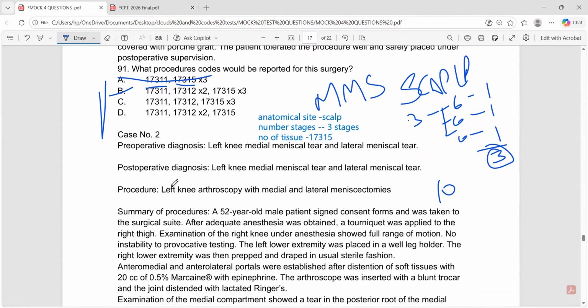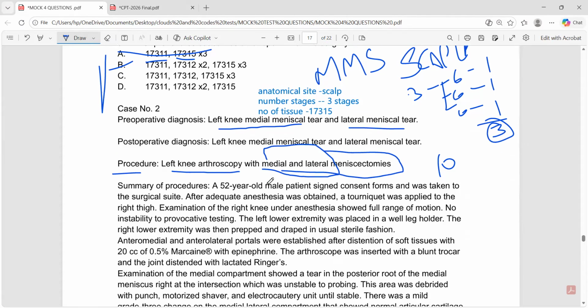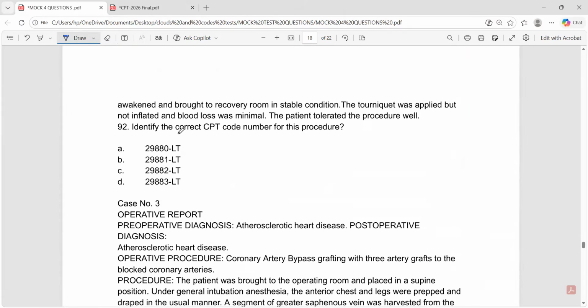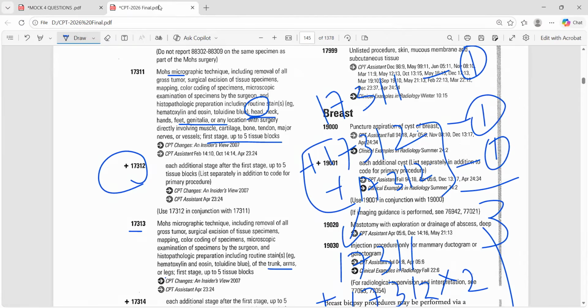See here, I'm going to do the second case study. The patient came with left knee medial meniscus tear and lateral meniscus tear. Operating procedure: what is the procedure he performed? Left knee arthroscopy with medial and lateral meniscectomies. He performed meniscectomy. Okay, meniscus is a ligament present in the knee region. He performed meniscectomy, surgical removal of meniscus, medial and lateral. Okay, then directly go to the options 29880, 881, 882, and 883.